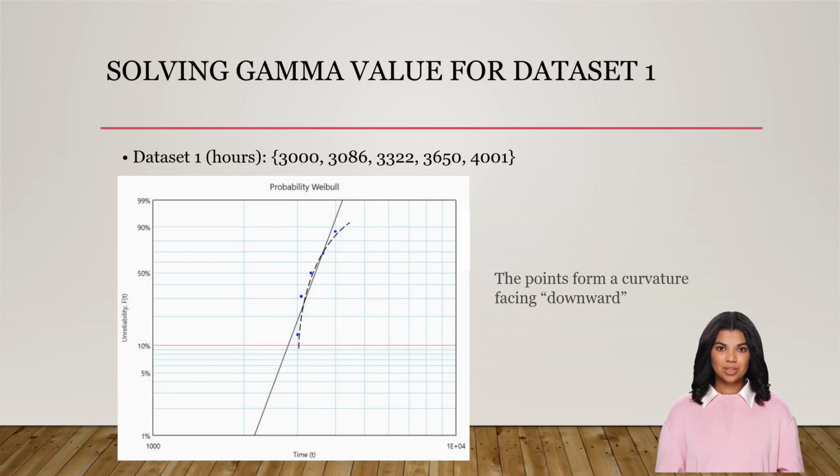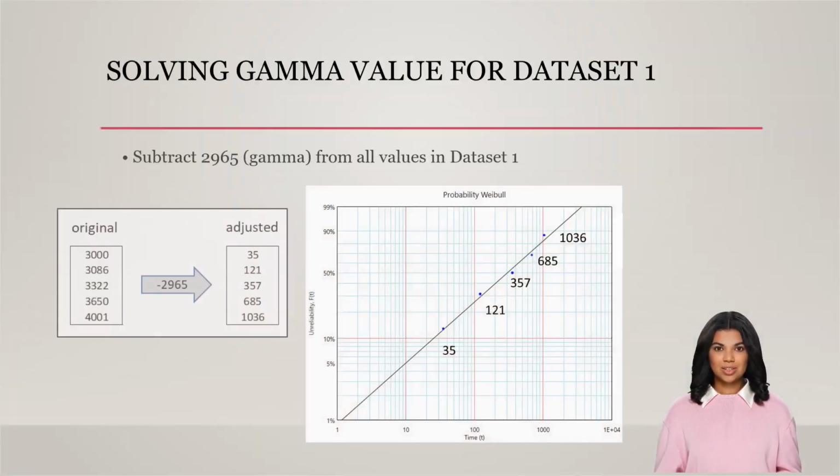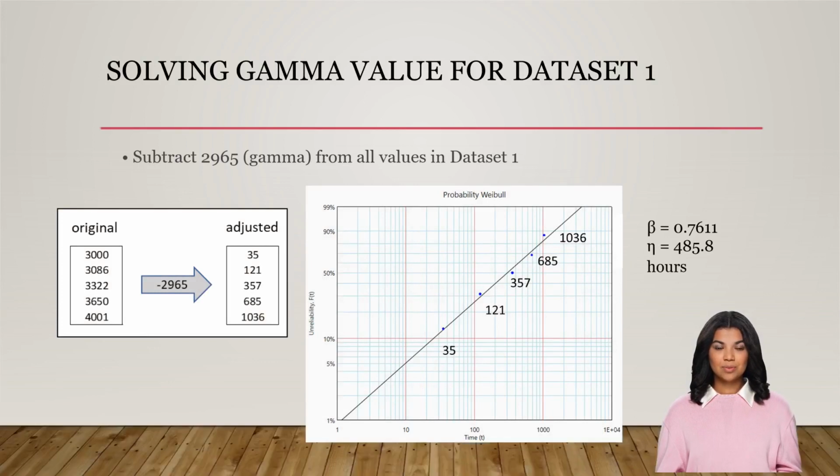First, the points are plotted on the probability Weibull graph. A 2P Weibull line regresses along these points. Notice that the points form a curvature facing downward as shown here. By reducing the times to failure values in the dataset by an appropriate constant, that is, gamma, we can remove the curvature. Let's subtract 2965 from all values in Dataset 1.